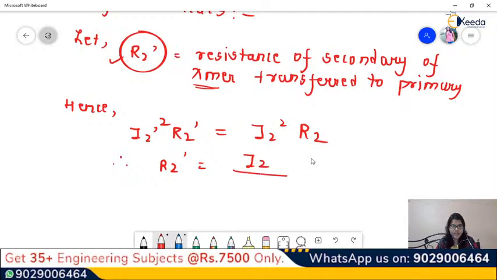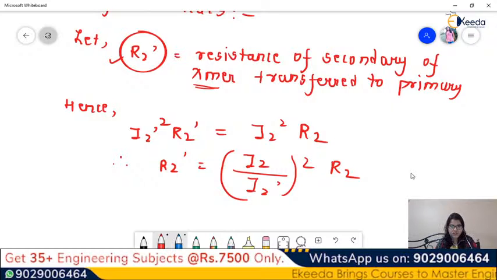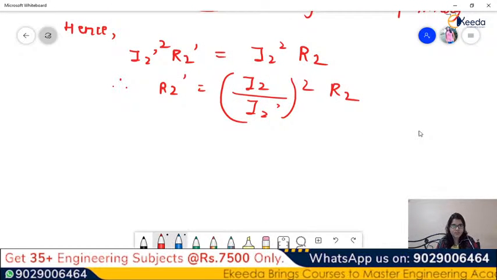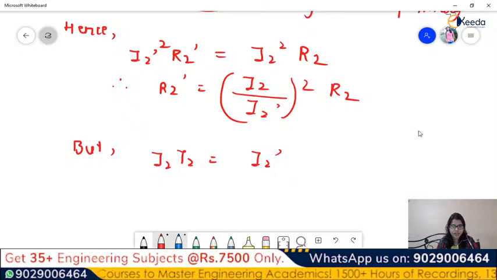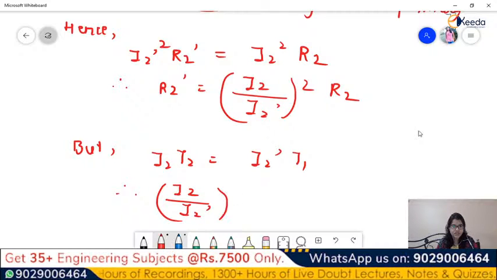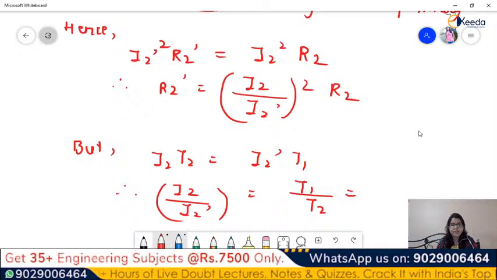So what we will get, I2 divided by I2 dash whole square multiplied by R2. Now we know the transformation ratio of the transformer. So what is the transformation ratio of the transformer? I2 T2 is equal to I2 dash into T1. Now if I take the ratio of I2 by I2 dash, then what will I get? Therefore, I2 divided by I2 dash will be equal to T1 divided by T2. And what is T1 divided by T2? T1 by T2 is our transformation ratio, which is denoted by K.